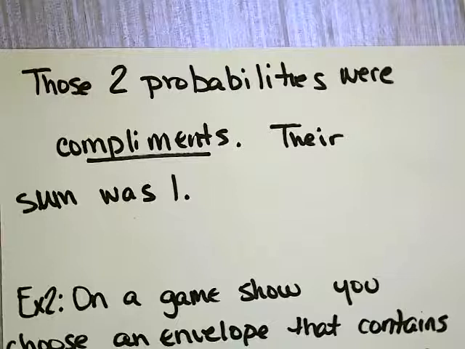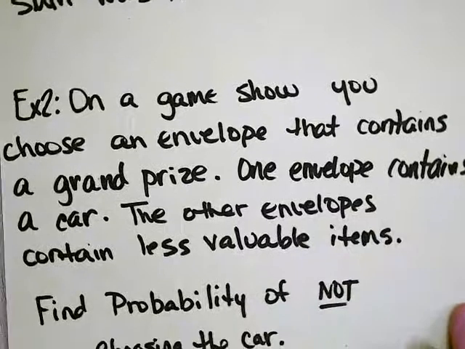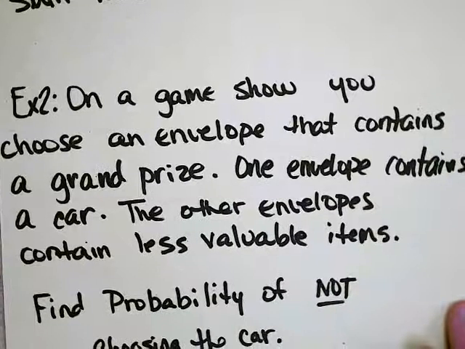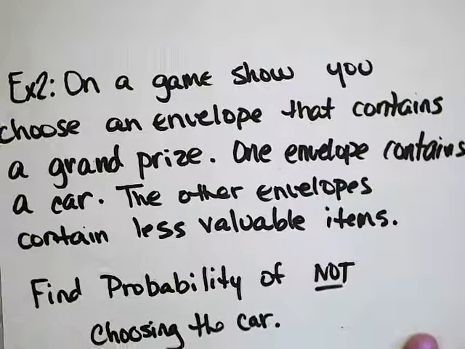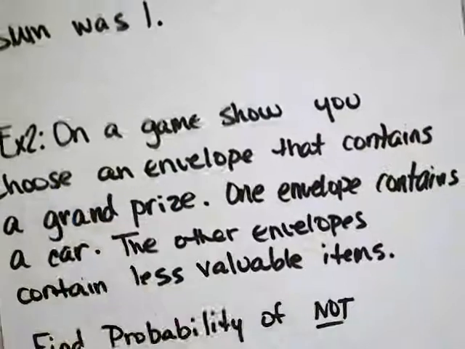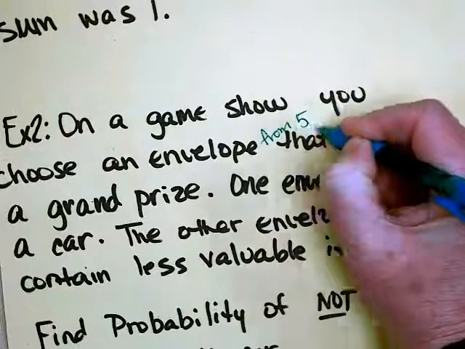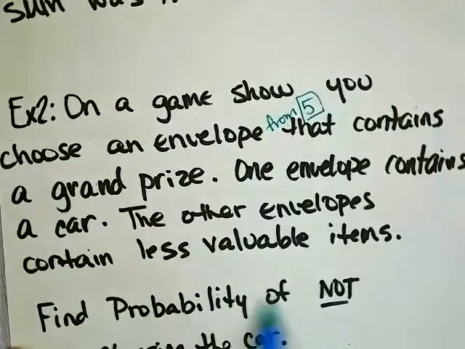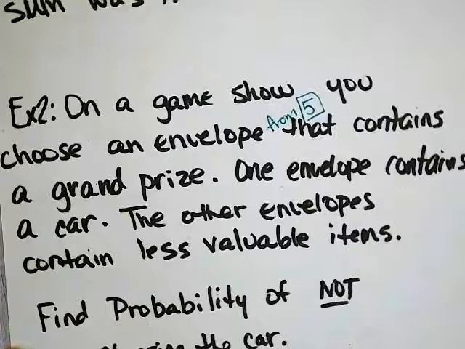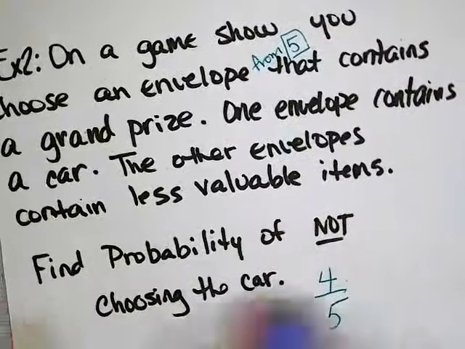Here we talk about those two probabilities that were complements. Their sum was 1. Another example, on a game show, you choose an envelope that contains a grand prize. One envelope contains a car, the other envelopes contain less valuable items. What's the probability of not choosing a car? On a game show, you choose an envelope from 5. There are 5 envelopes. One contains a car. What's the probability of not choosing a car? Well, if one contains a car, 4 does not. So that probability is 4/5.